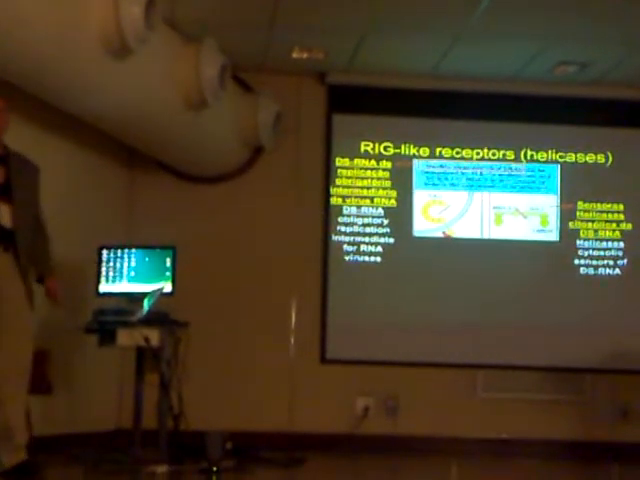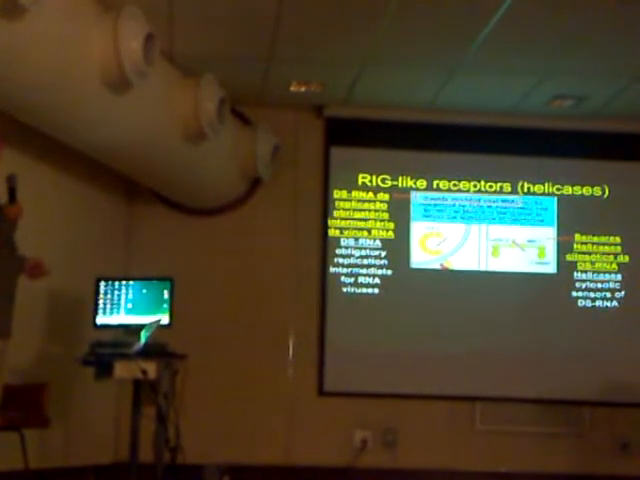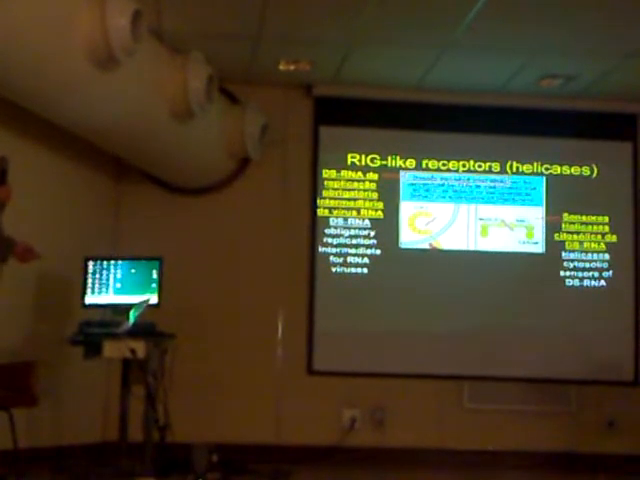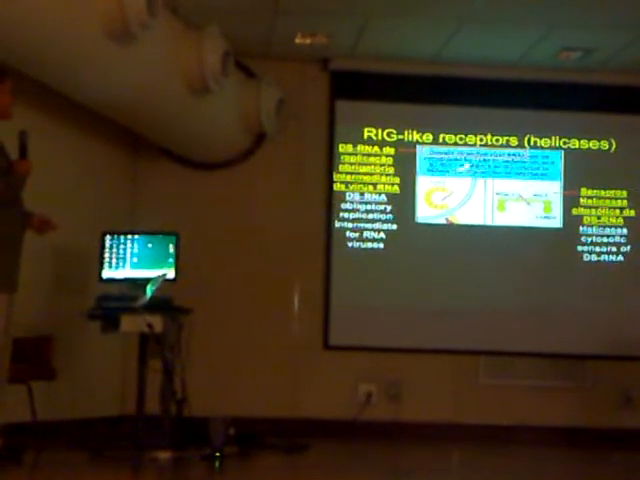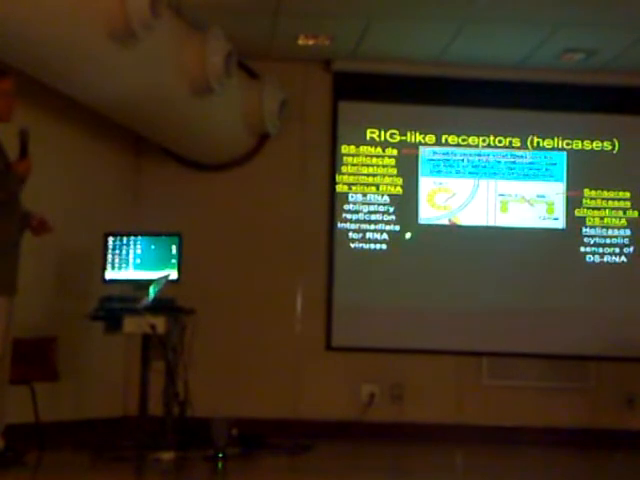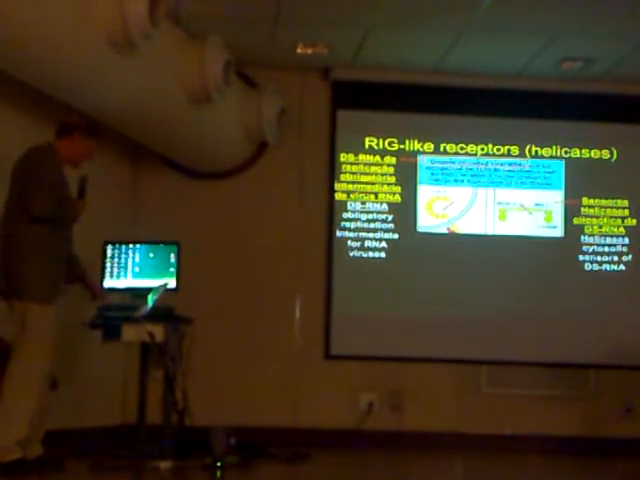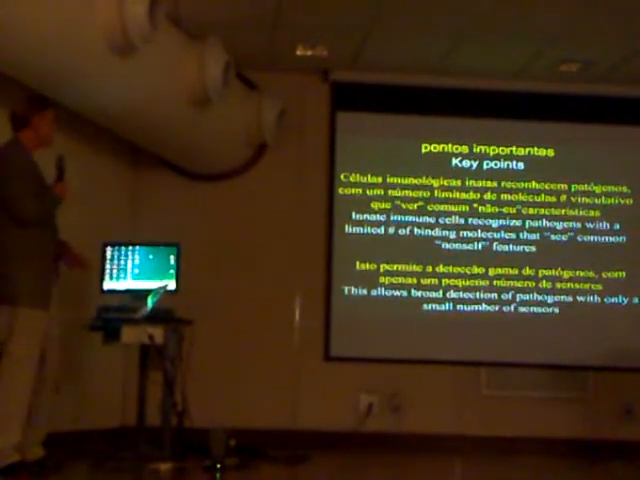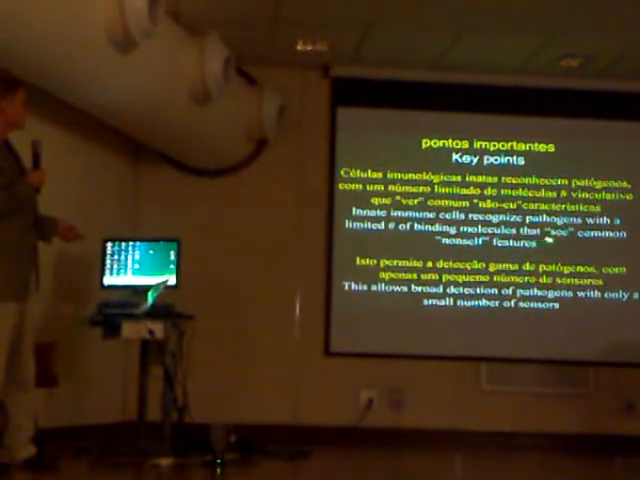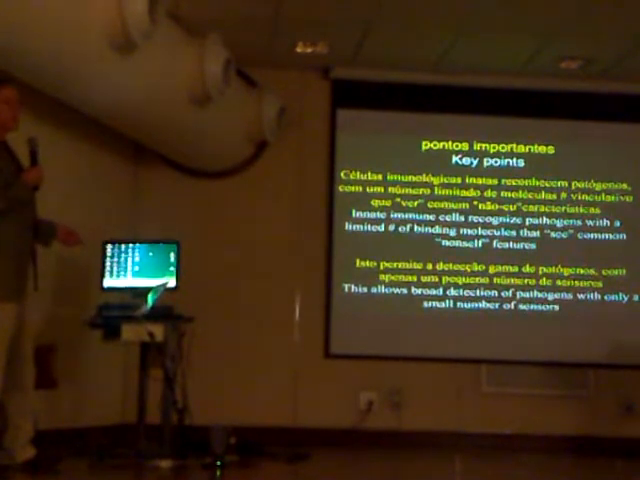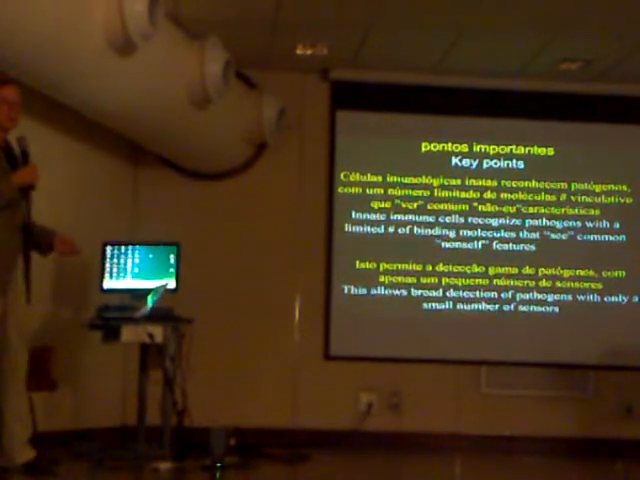Now, the other intracellular receptors that I'm going to talk about are the RIG-like receptors, also called helicases. These are present in the cytosol. And what these recognize, again, are nucleic acids, particularly things like double-stranded RNA, which is something that viruses make, but our own bodies don't tend to make. And so these are sensors of these, and they can sense when a viral infection is taking place. So the key points here are that innate immune cells recognize pathogens with a limited number of binding molecules that see common non-self features. And this then allows a broad detection of pathogens with a small number of sensors. And it actually works quite well.